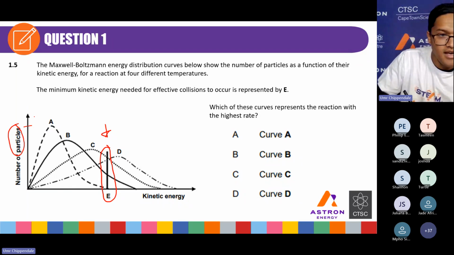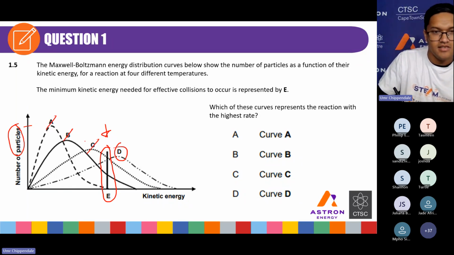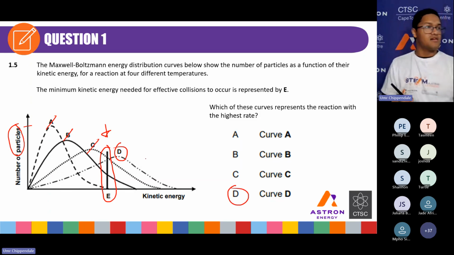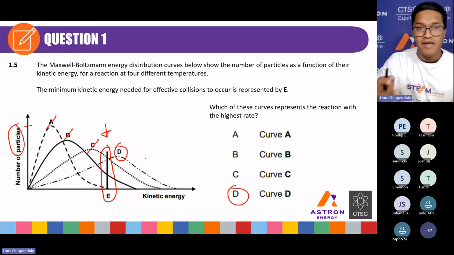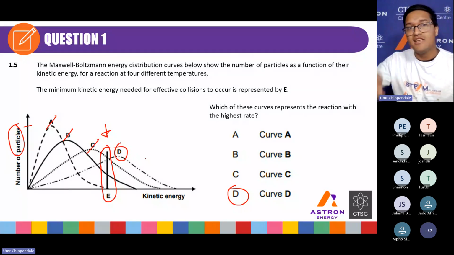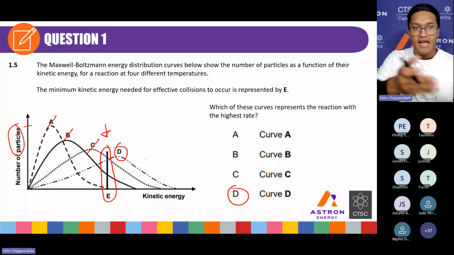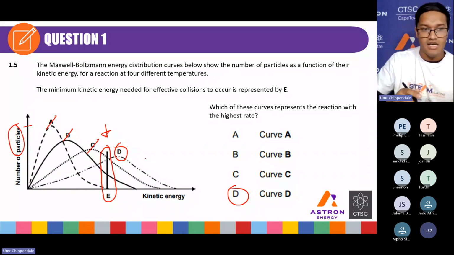So it is not A, because on the left-hand side it's not B, it's not C. The answer is D. So you are correct by saying the answer is D, right? That has the highest rates because it actually met the requirements. Remember, activation energy is the minimum amount of energy needed for this reaction to take place. And that is our D.